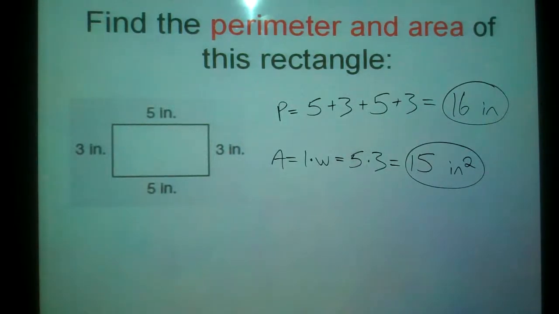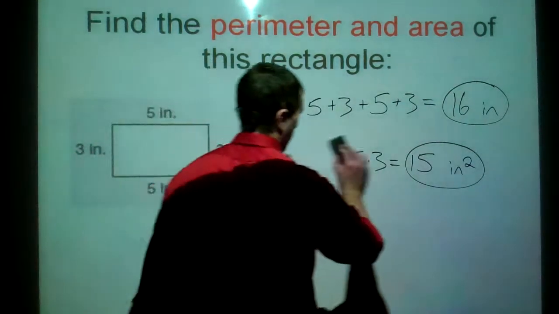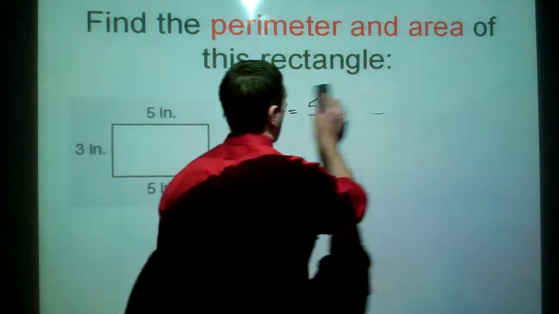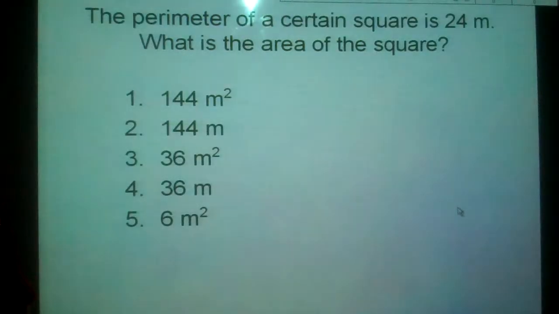I'm going to check my time again. Alright, we're getting close. So I'm going to speed up a little bit. Go through our next example.